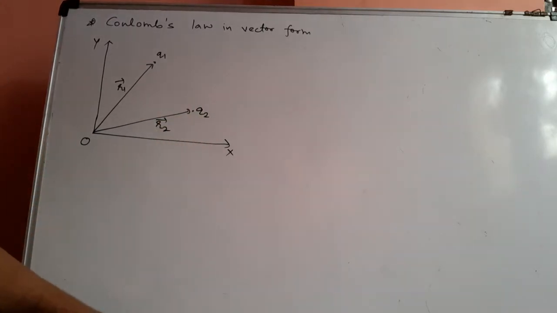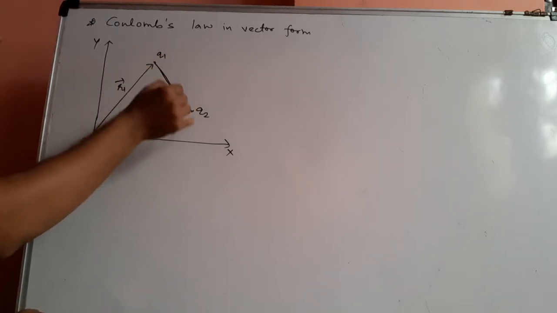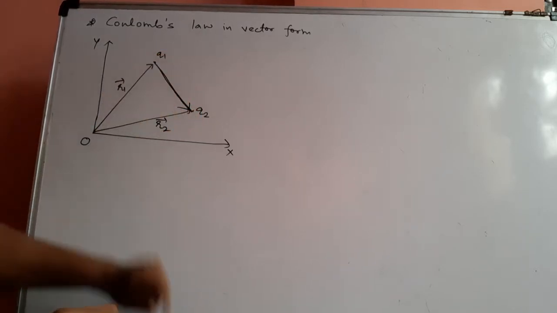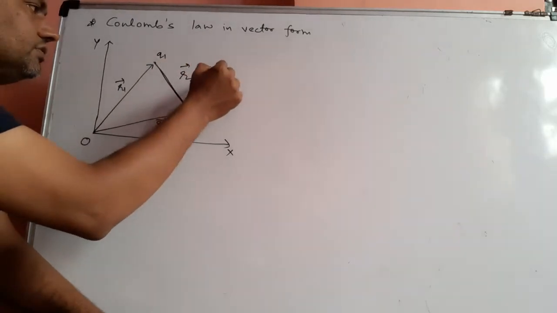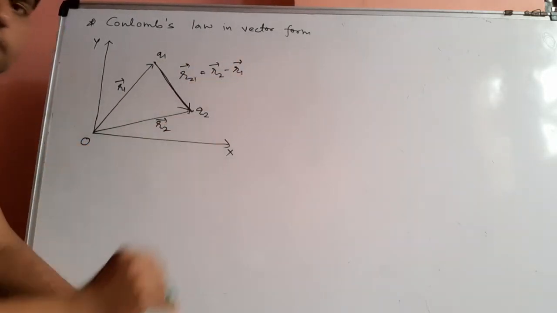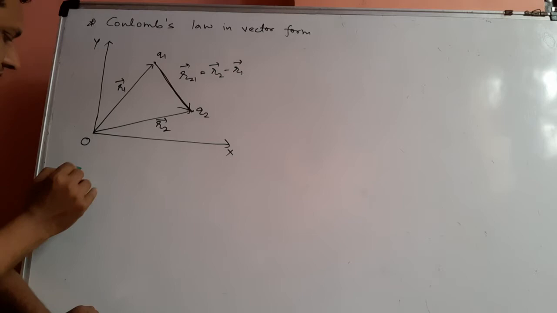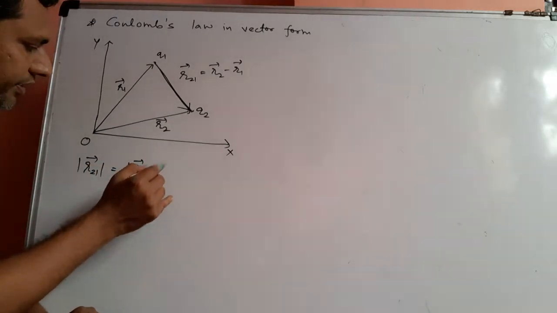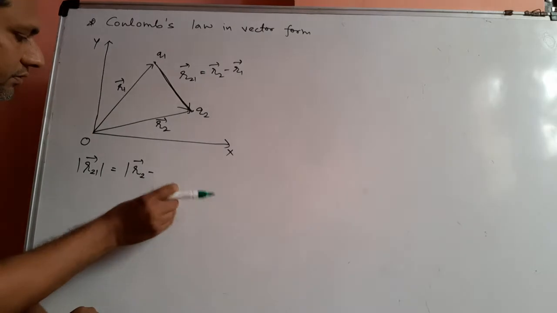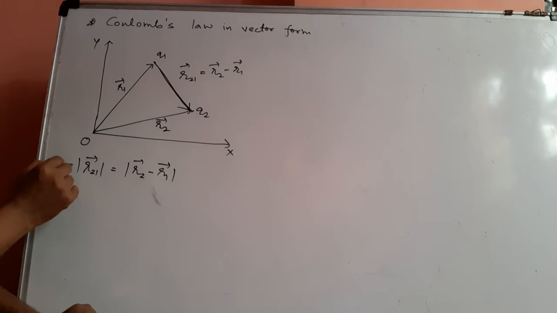Here these two charges are separated by this distance, and it is directed from 1 to 2. So obviously this is r21, which is r2 minus r1. Its magnitude is given by r21, the modulus of r2 minus r1. We will call it r.